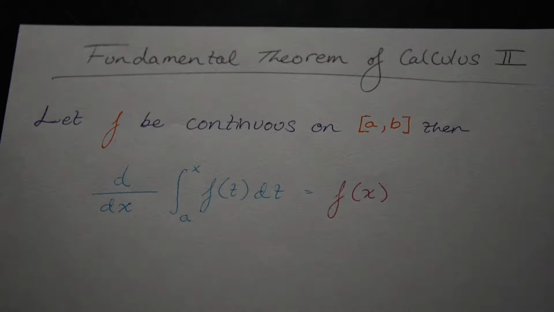Let f be continuous on a to b. Then, we can say that the derivative of the integral from a to x of f of t dt is equal to f of x. Well, this is just a formula of how we can use the second fundamental theorem of calculus to solve problems where we have to find the derivative of integrals. This is just the basic form. However, there are more intricate ways that we can solve problems like this.